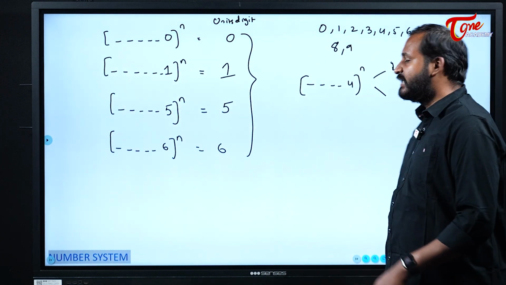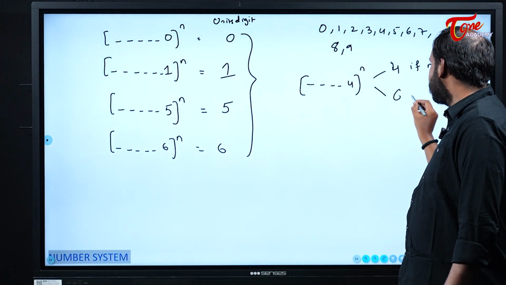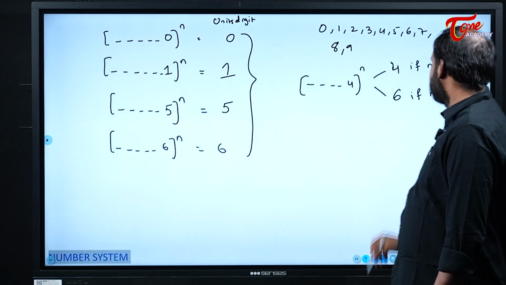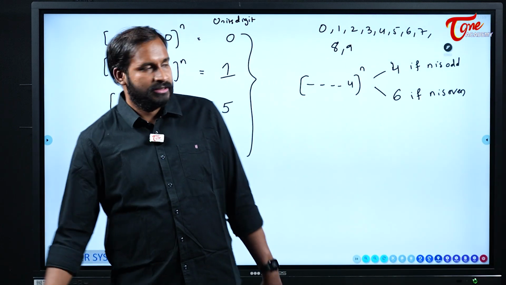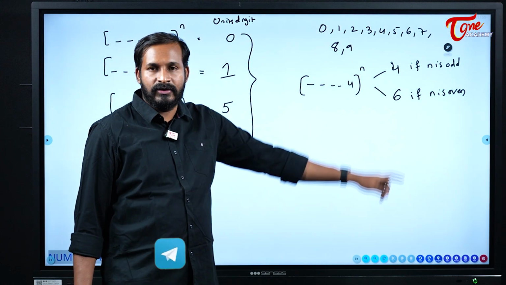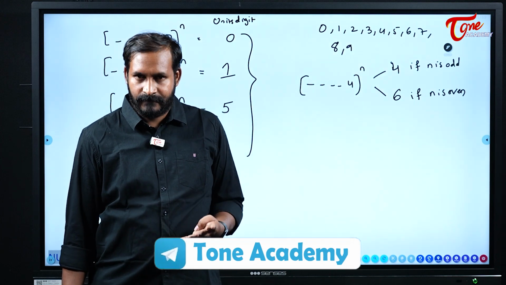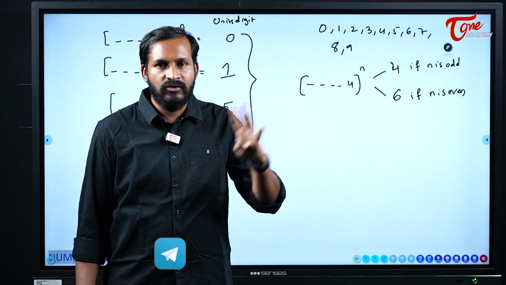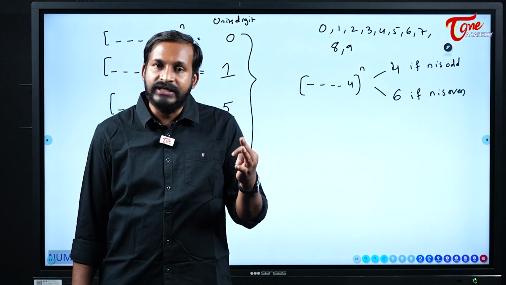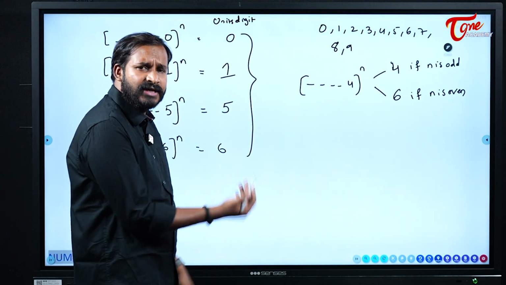If the value of n is odd, you will get the units digit as 4, and 6 if n is even. That means it depends on the power. If you have an odd power, you will get 4. If you have an even power, you will get 6. Try to remember in this manner. 4 power 1 is 4; 1 is an odd number, so the units digit is 4. 4 square is 16; 2 is an even number, so the units digit is 6.